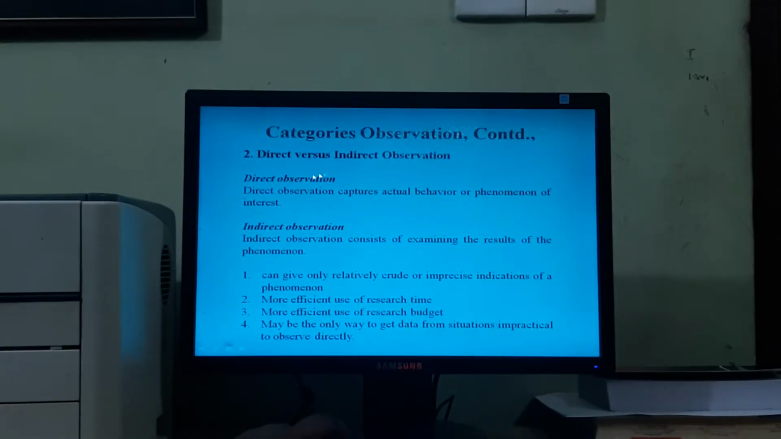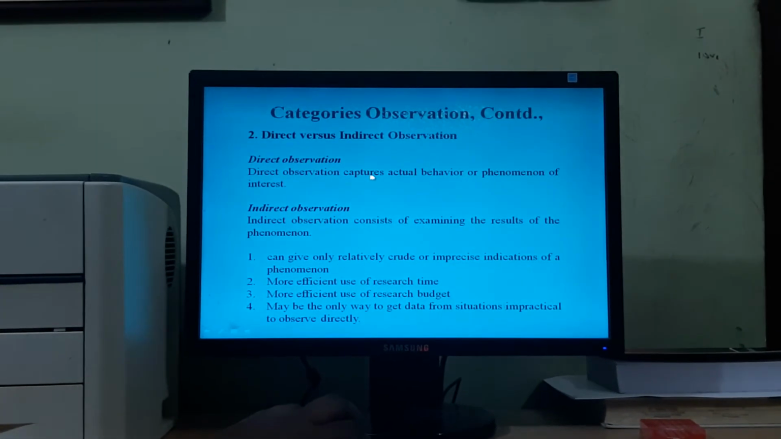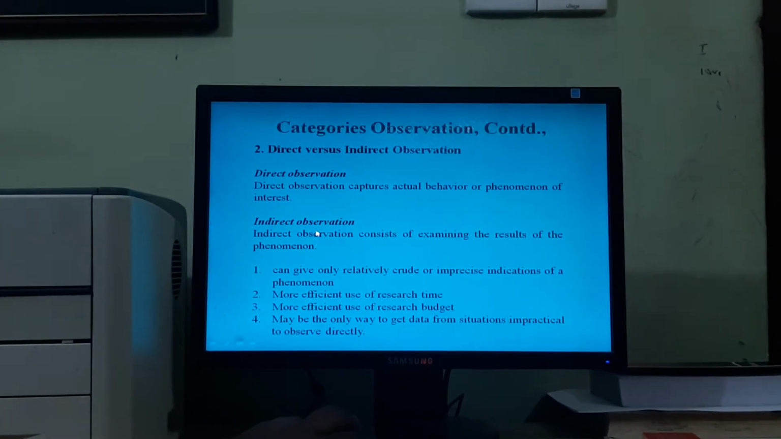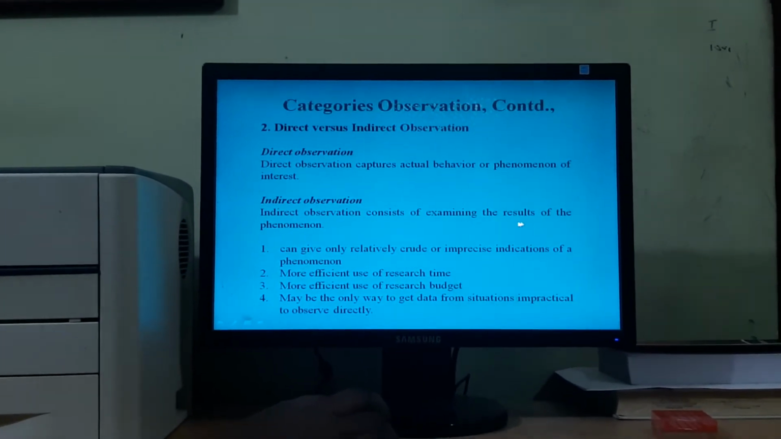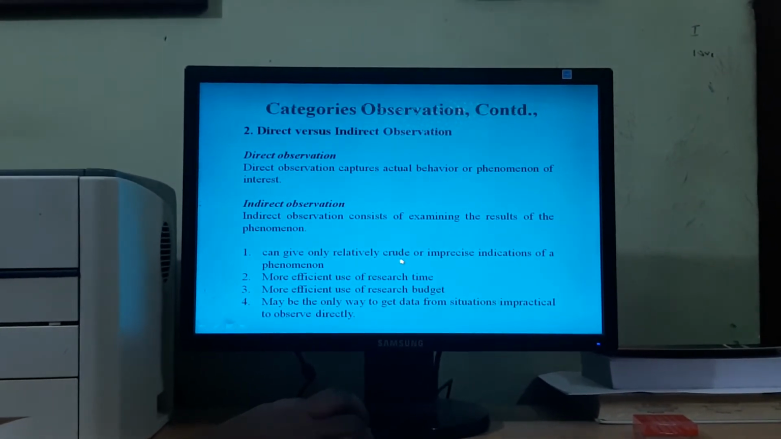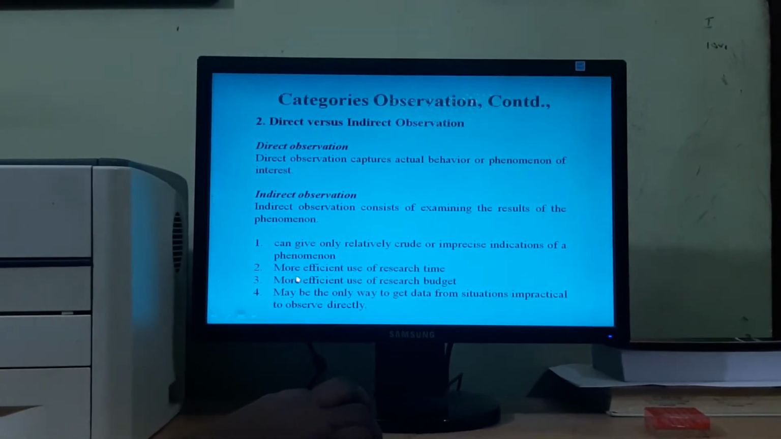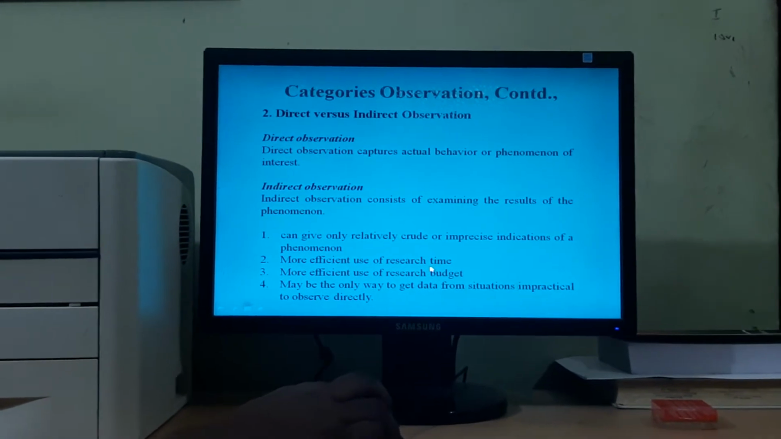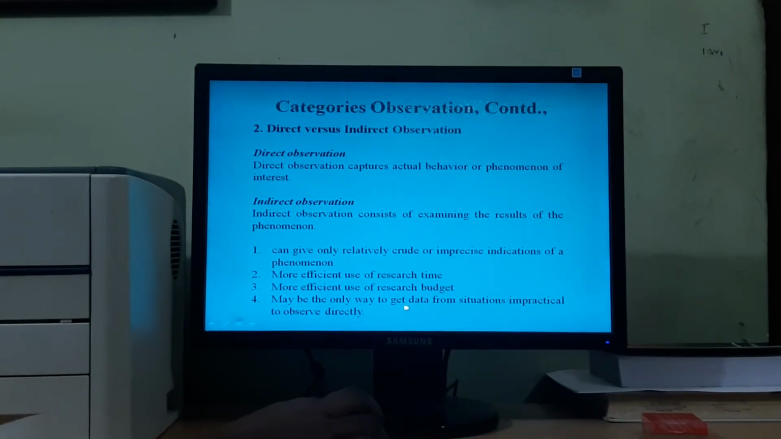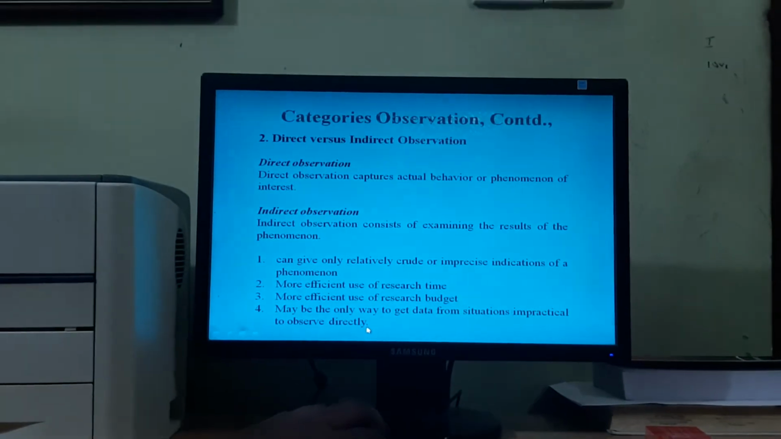real life situation. Direct versus indirect observation. Direct observation captures the actual behavior or phenomena of interest. And indirect observation consists of examining the results of the phenomena. Indirect observation can give only relatively crude or imprecise indications of a phenomena. It is a more efficient use of research time, a more efficient use of research budget, and may be the only way to get data from situations impractical to observe directly.